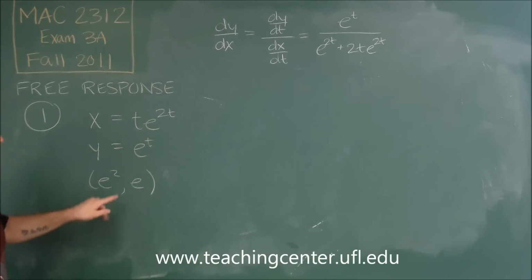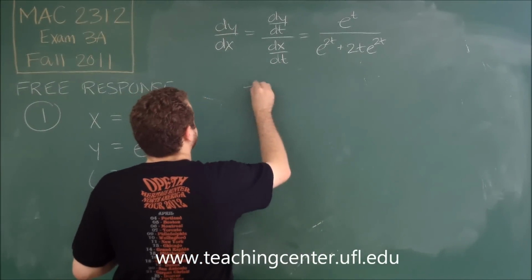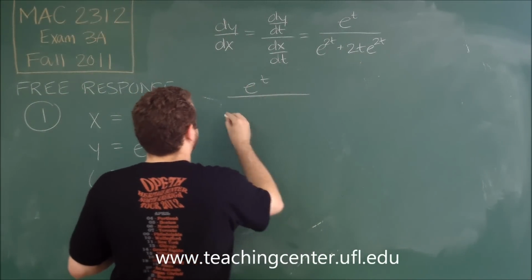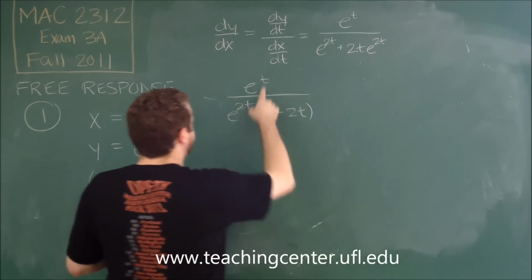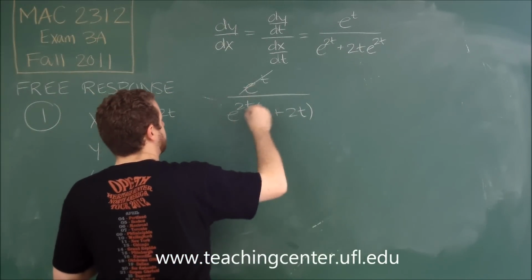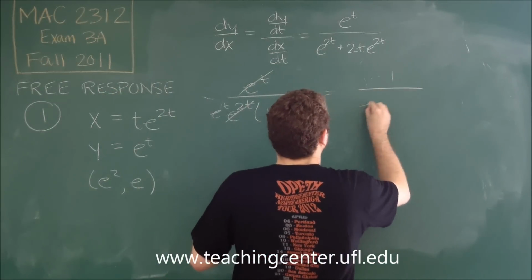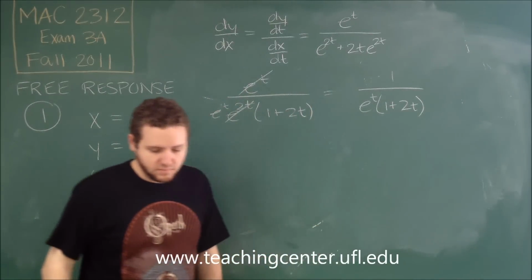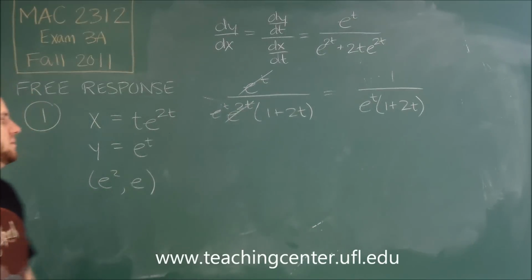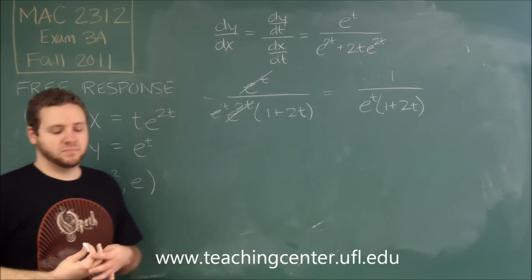So we need to figure it out at this point, (e squared, e). Before I plug those in, let's do some simplification here. We can factor out e to the 2t on the denominator and get 1 plus 2t. Then e to the t and e to the 2t would cancel out and leave just e to the t. So finally we get 1 over e to the t times (1 plus 2t). Now all we need to figure out is what is t, and then we can plug it in and we'll get the slope.